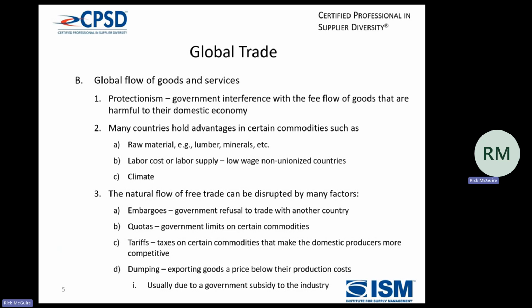So there's something called protectionism, government interference with the free flow of goods that are harmful to the domestic economy. Tariffs. Many countries hold advantages in certain commodities, such as raw material, labor supply, climate. The natural flow of free trade can be disrupted by many factors: embargoes, quotas, tariffs, dumping. This is why you can't have a completely free economy, because countries engage in all this stuff.